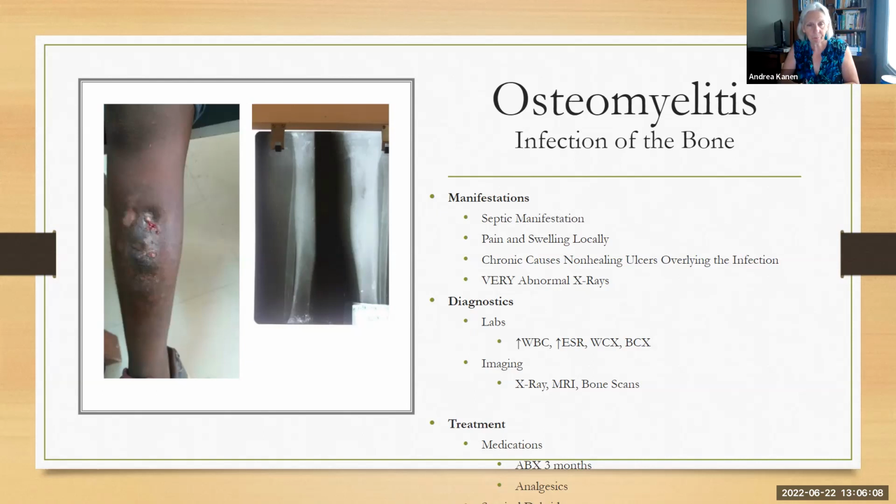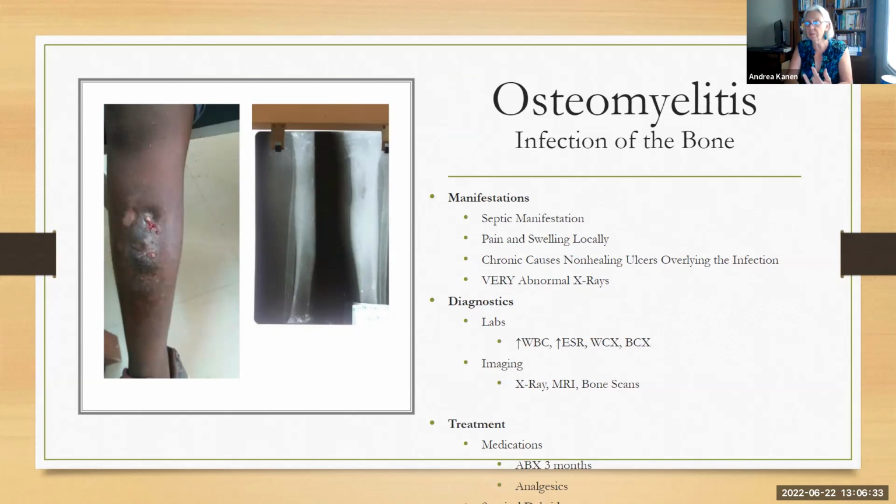And then it's an infection, so we're going to be looking at all the same labs we would look for in other infections: high white blood count, the sedimentation rate, X-ray, MRI, and bone scans. And then the treatment is going to be antibiotics, and they're going to be on them for quite a while, several months for sure. Very difficult to get to.